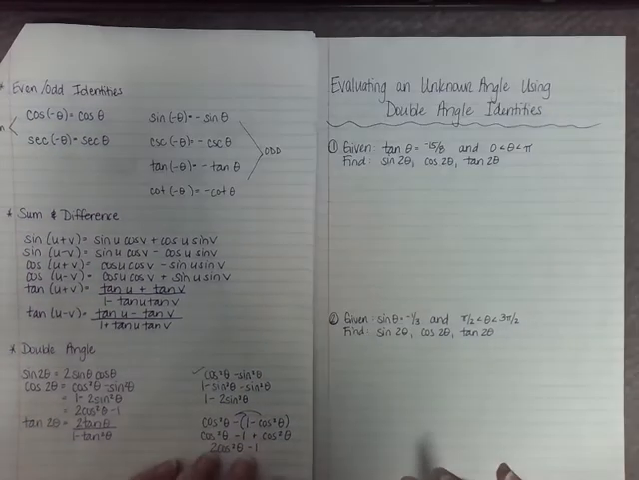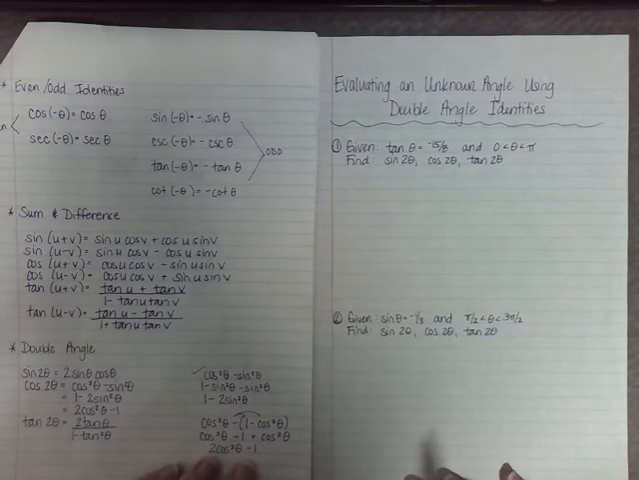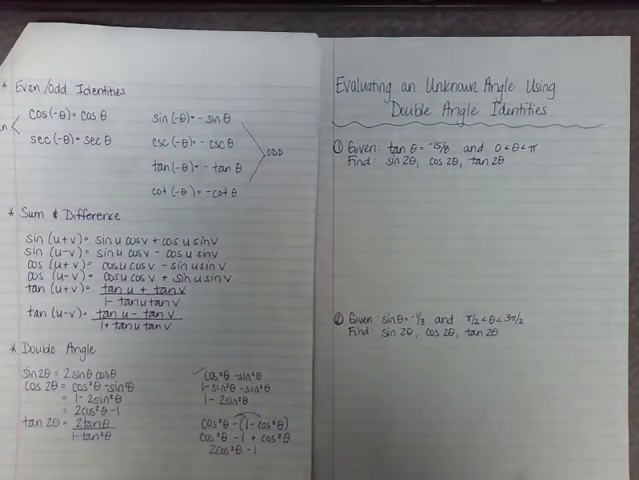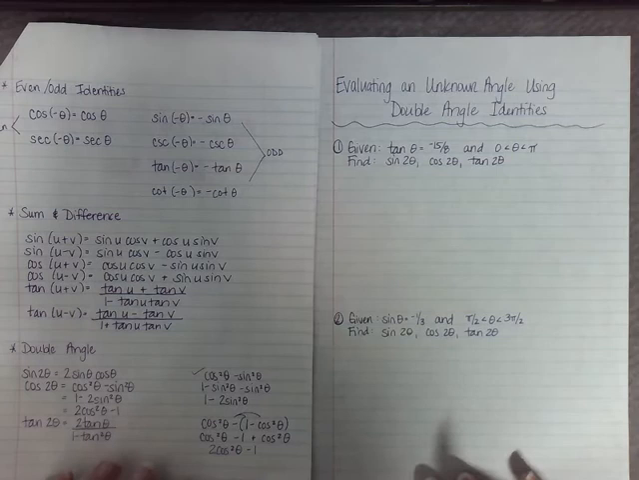In this video, we're going to do some more evaluating with our double angle identities, except this time our angle is unknown. So this will require us to draw some triangles.